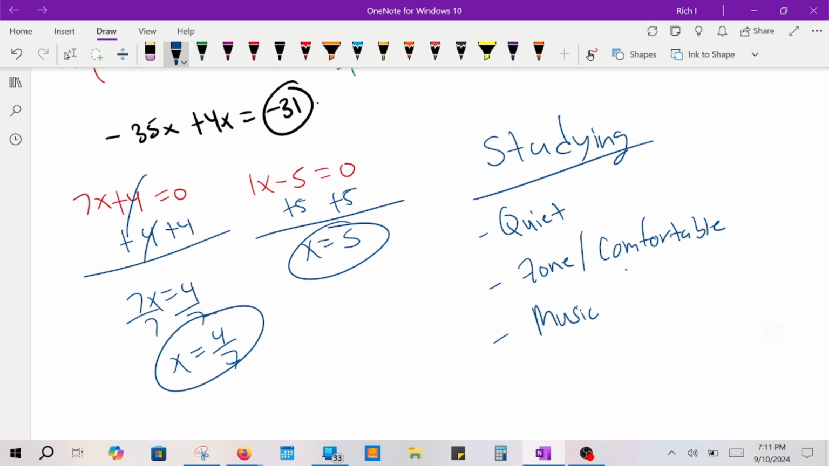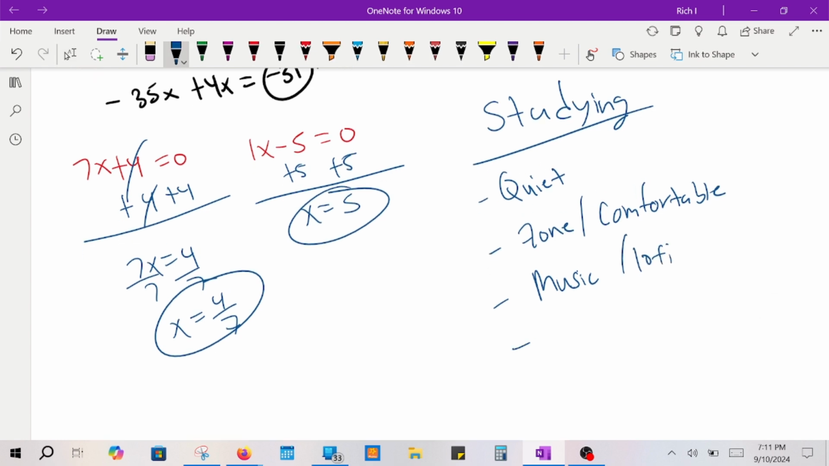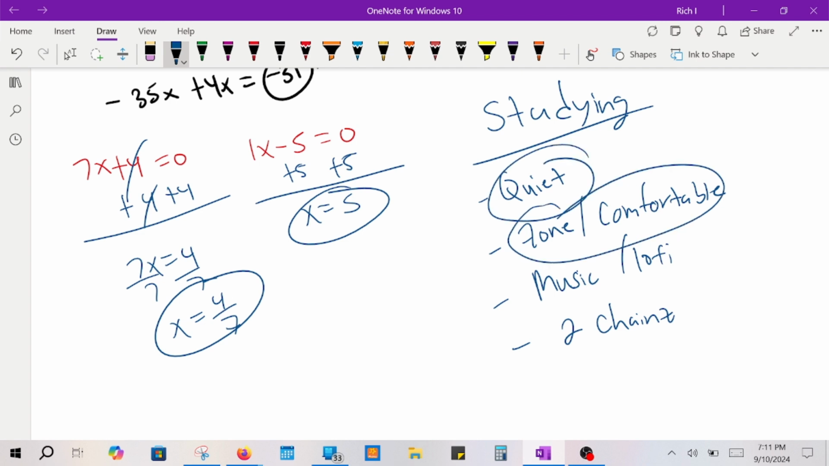Like I said, lo-fi works for me. But when I was doing math in college, literally I was listening to 2 Chainz and I was doing calculus and stuff, but it just worked out. But anyway, the main point is you want to be in a quiet environment. You want to be comfortable. You want some kind of music. And it doesn't have to be 2 Chainz, it can be whatever.